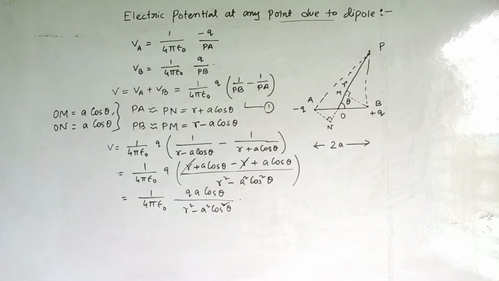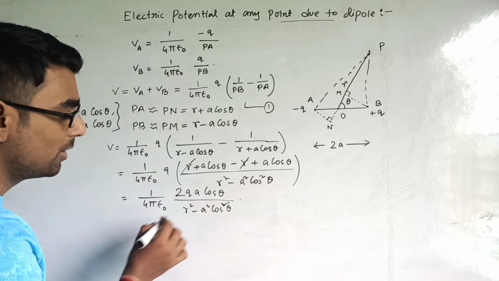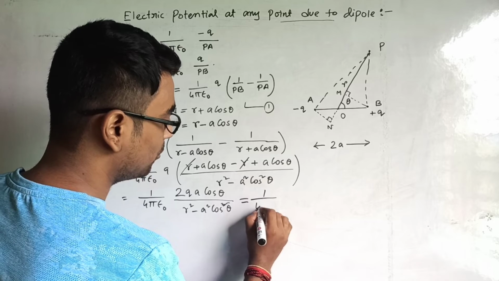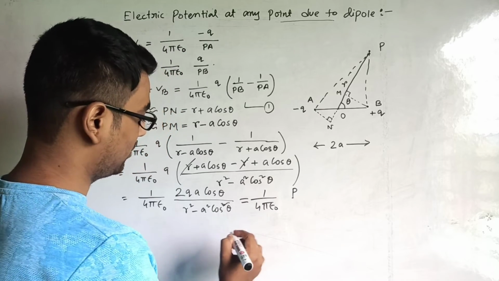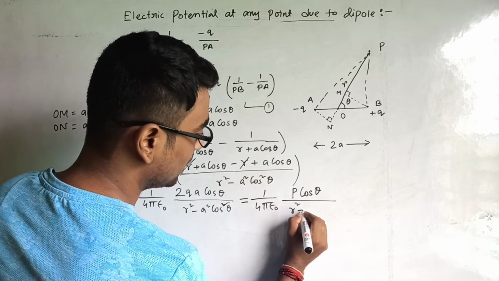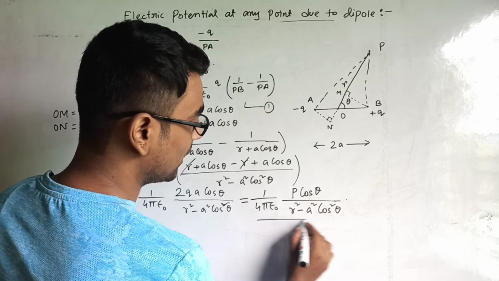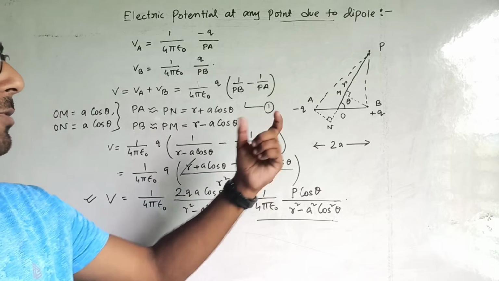Okay, we got the above expression like this, and there will be a cos theta plus a cos theta, which is 2a cos theta. Now we can put 2aQ as p, so it is 1 by 4 pi epsilon naught times p, where p is the dipole moment, p cos theta divided by R square minus a square cos square theta. This is the ultimate expression for potential at point P.